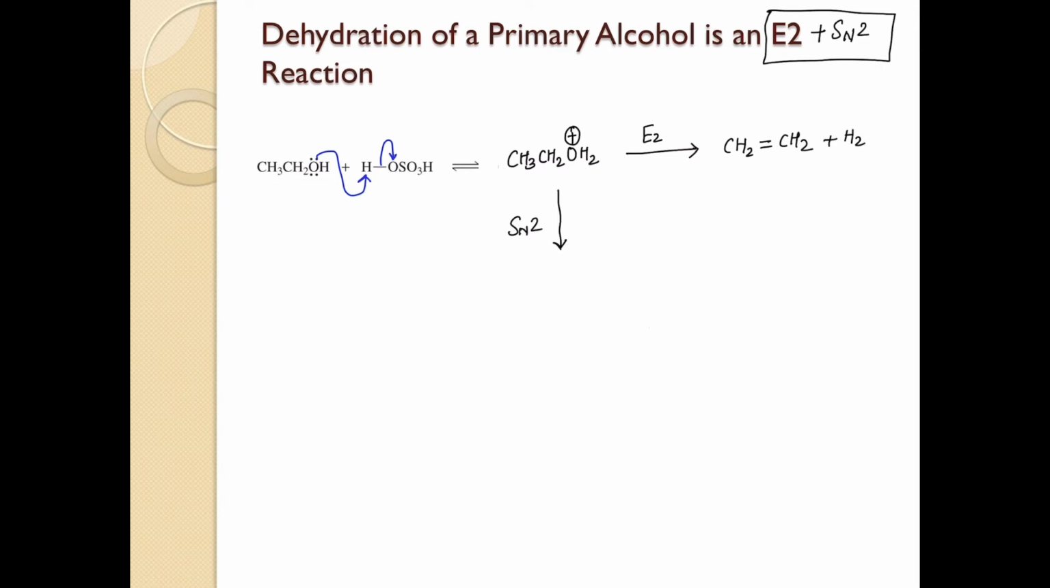And the water is also going to get eliminated. If it's going to be a substitution reaction, the product is actually going to be a protonated ether first, and then finally it forms the ether. Let's look into the mechanism for that.